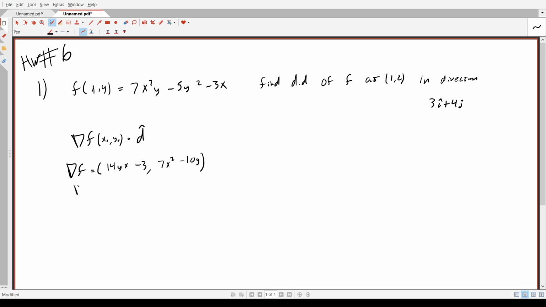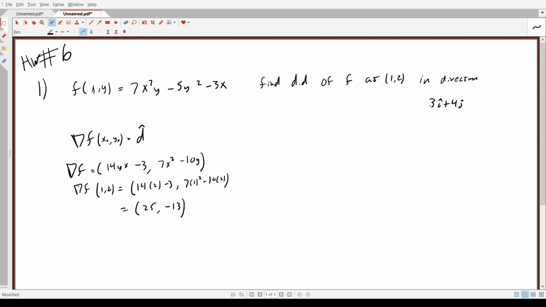So then the gradient of f at my point 1, 2 is going to be 14 times 2 minus 3, 7 times 1 squared minus 10 times 2, which is 28 minus 3, that's 25. And then I have 7 minus 20, that's minus 13.